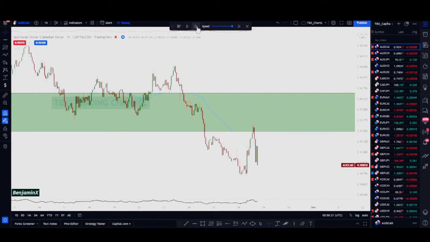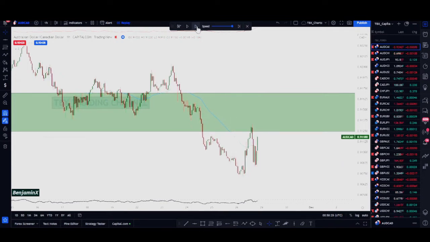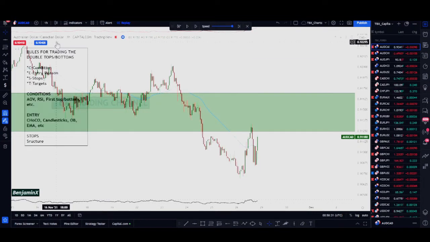And now we need price to get back into the zone. Price is approaching the zone right now. Now let's look at the aggressive entries. I forgot to mention which of these entries are aggressive and which ones are conservative.